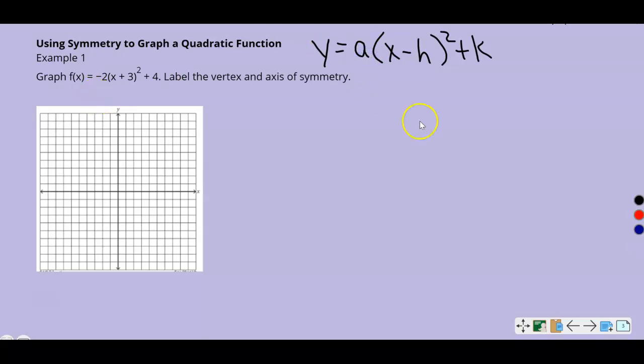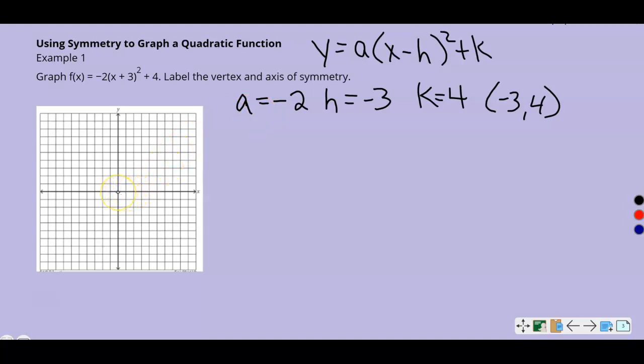All right, so we can identify a few things. We have a equals -2. When a is negative, that means it's upside down. That means this graph will have a maximum value. So that's good to know. We also know that h, so we have x minus h as our equation. Since this is plus, we know that that's minus a -3. So h would be -3 and k would be 4. So we can identify our a, our h, and our k. So we know that our vertex is -3, 4.